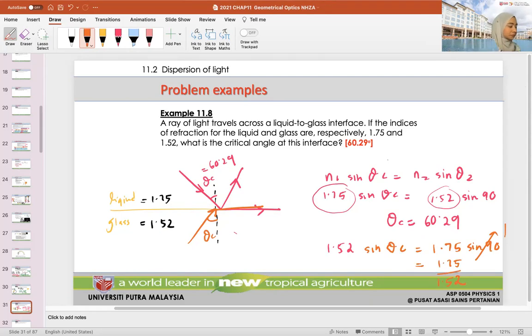Where's my calculator? 1.75 divided by 1.52, and then inverse sine of that, I get math error. Why? 1.75 divided by 1.52 would give me a value of 1.15. What is the maximum value for a sine? One. So this is 1.15. Obviously, it will give you math error.